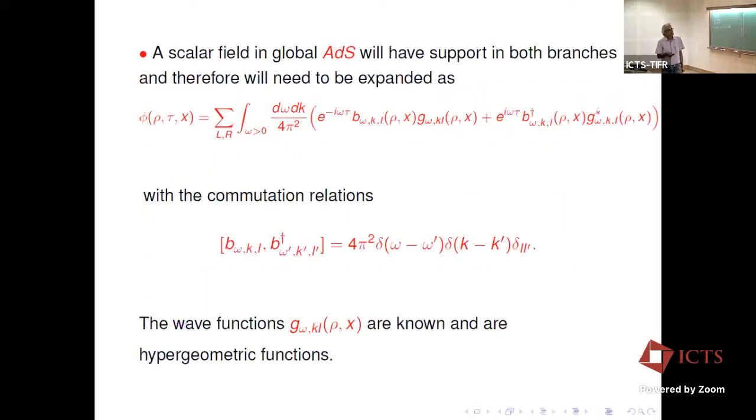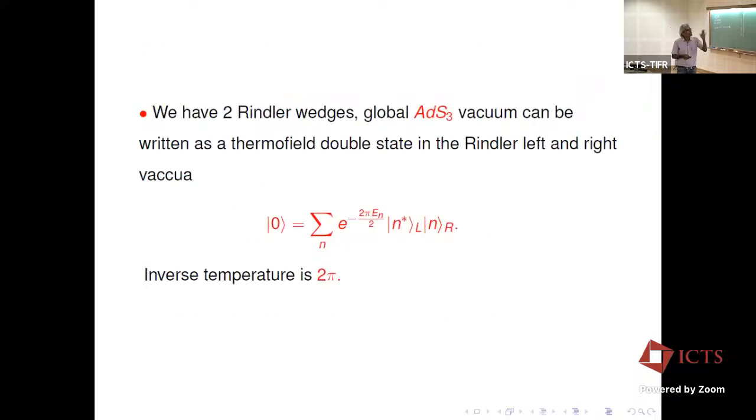And a scalar field in general in AdS will have support in both the branches. And here is the expansion in Rindler space with both the branches and with the various commutation relations. These also are known in terms of hypergeometric functions. And so we have 2 wedges, and the global AdS3 vacuum can be thought of as a thermofield double state in the left and right Rindler wedges, with inverse temperature 2 pi.